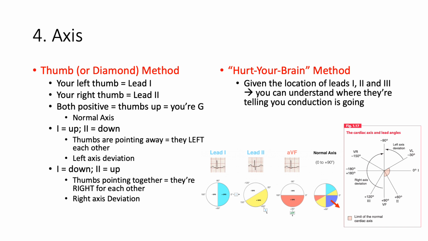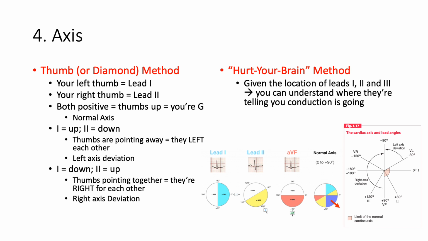So your left thumb is up the top and it's lead 1. And your right thumb is down the bottom and it's lead 2. Or some people use lead 3, and it doesn't really matter. Maybe look at both of them for completion's sake, I suppose. So if both lead 1 and lead 2 are positive, you've got both of your thumbs up, so you're all good.